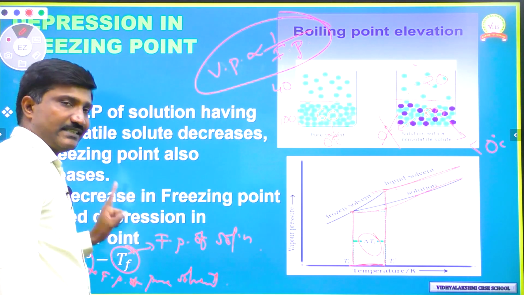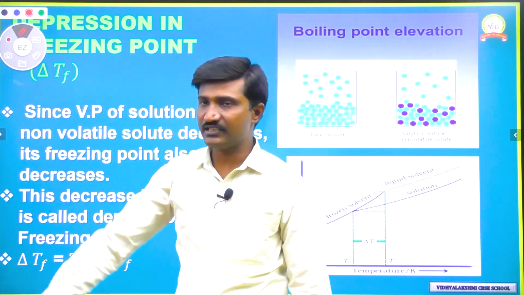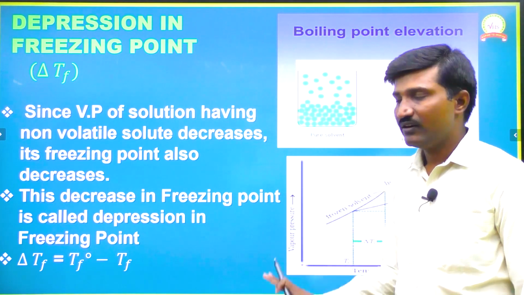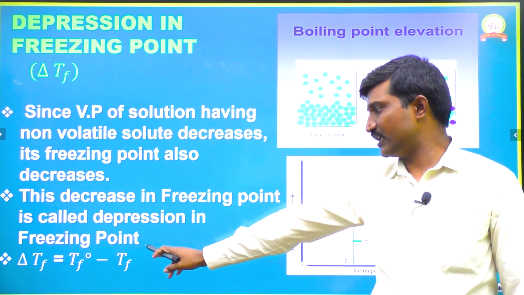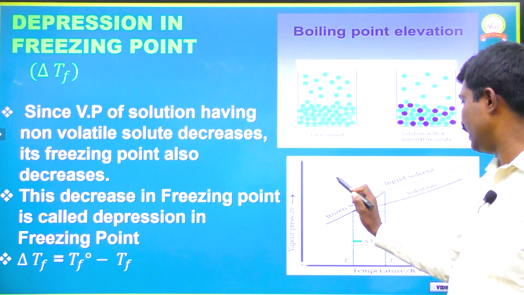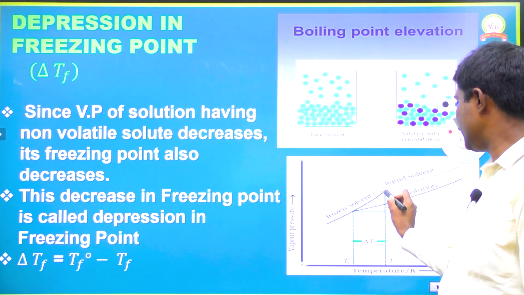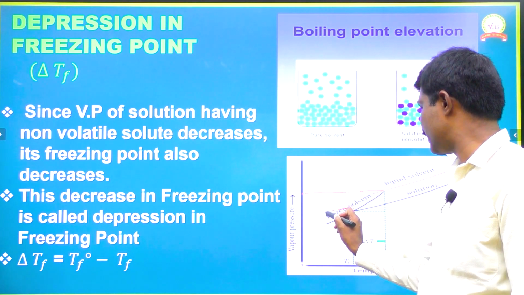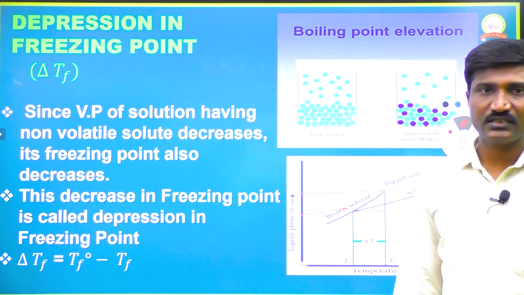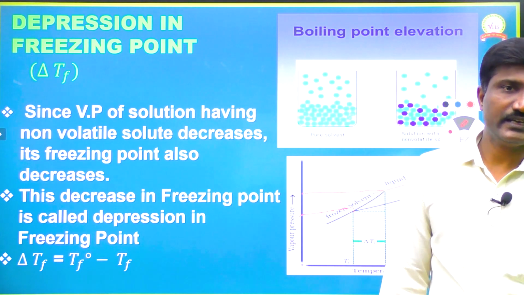Right. So, what does depression in freezing point mean? When a non-volatile solute is added to a solvent, the freezing point decreases. The decrease in freezing point we call depression in freezing point. We represent that as delta Tf equal to T naught F minus Tf. So in the graph, this is the vapor pressure of pure liquid, but this is the vapor pressure of solution. So when vapor pressure decreases, automatically freezing point decreases.